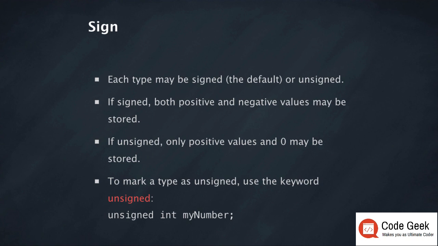So to mark a type as unsigned, we use the keyword unsigned. To create a number called my number, which is an integer, we say unsigned int my number. Now unsigned comes before the name of the type. So we have unsigned int my number, not int unsigned my number.